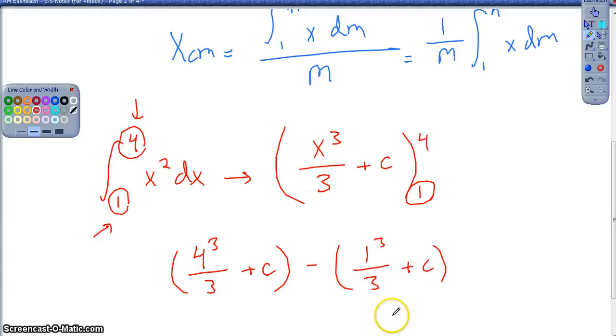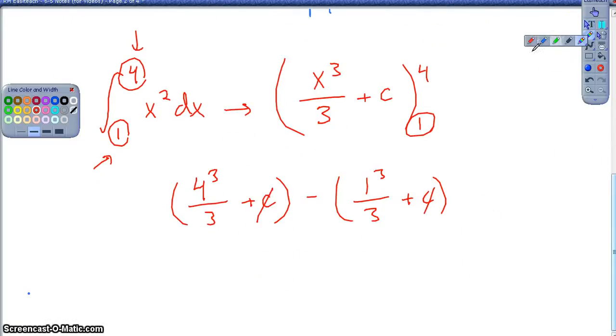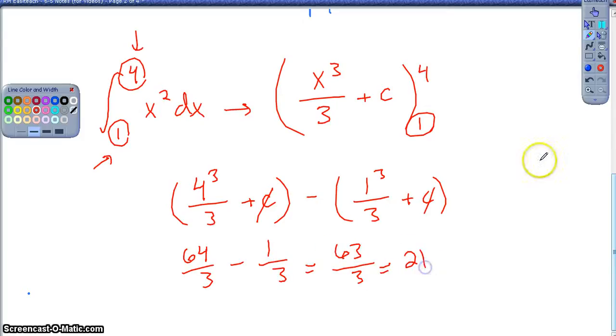And here's where obviously the plus c doesn't matter. When I distribute the negative, I have plus c, and then I end up with a minus c, and so obviously the c's end up canceling out. So the final answer of this integral here would be 4 cubed over 3, so 64 over 3, minus 1 cubed over 3, so 1 over 3, which actually does work out pretty nicely to be 63 over 3, or better yet, 21.